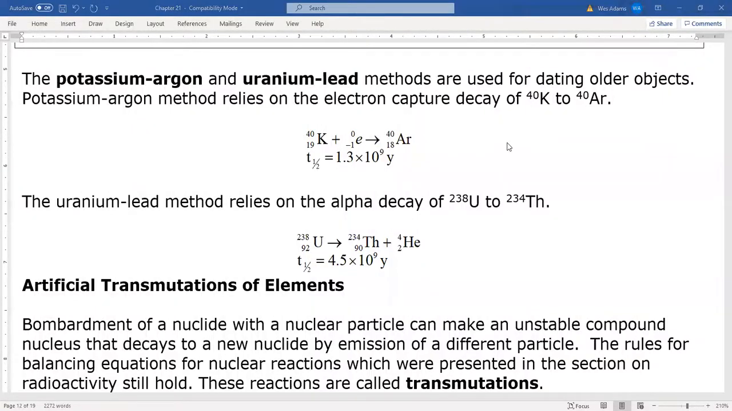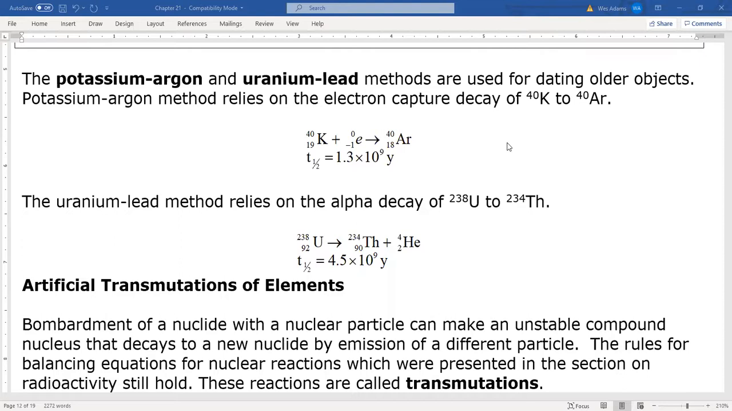There are certainly other methods for dating, for example, potassium-argon or uranium-lead. Igneous rocks contain a lot of potassium, so we can look at the electron capture to argon with a half-life of 1.3 times 10 to the ninth years. It works for dating some older objects, but the calculations would work the same as the previous example.